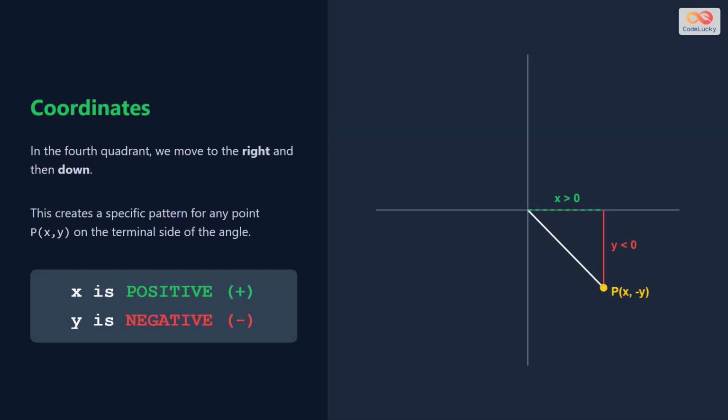To understand the math, look at the coordinates of any point P in this quadrant. To get here from the origin, we move to the right along the positive x-axis and then down along the negative y-axis. This means for any point in Quadrant 4, the x value is always positive and the y value is always negative.